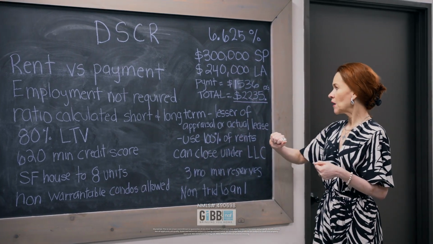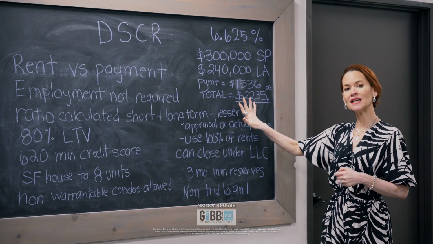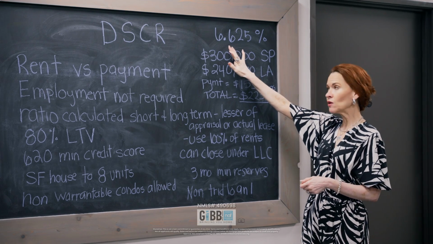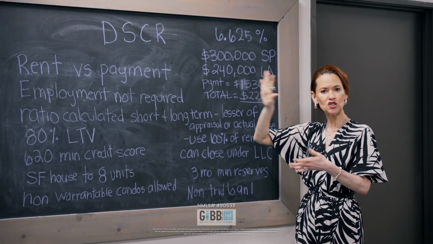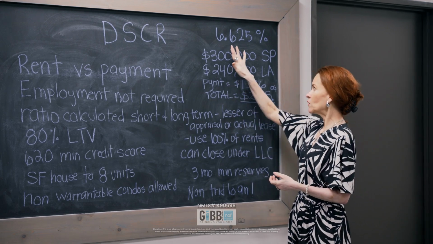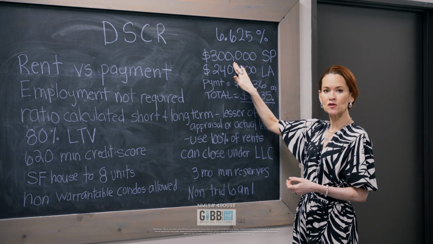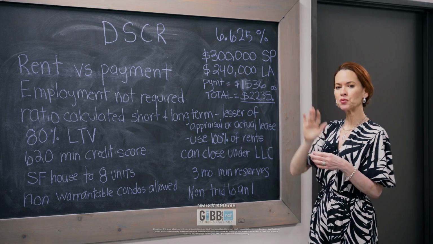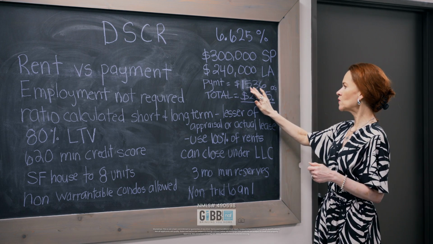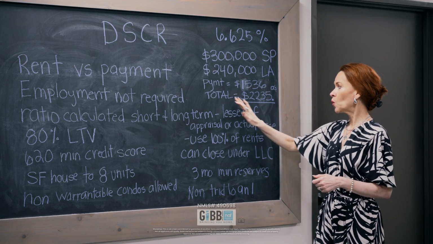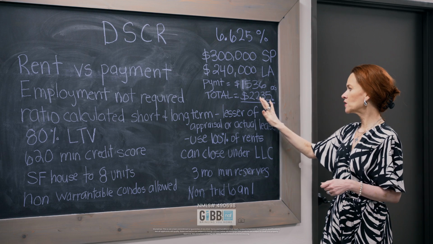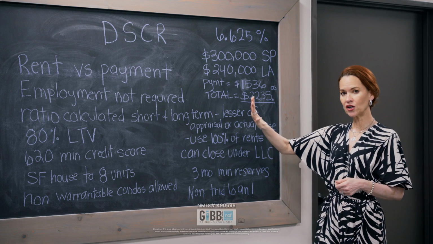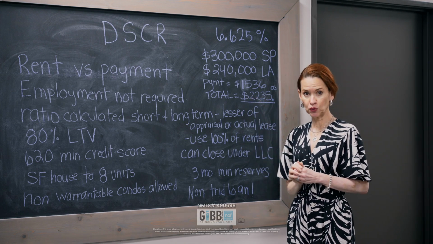The way that we calculate, I'm going to give you an example of a $300,000 home. The interest rate today was a 6.625. That will depend. They change and vary daily, but right now it would be 6.625 on a $300,000 home. The loan amount would be $240,000. The payment, just principal and interest on this loan, would be $1,536. The total payment with taxes and insurance would be $2,235. So if the rent is $2,335 or higher, that is all we need for the loan to be approved.